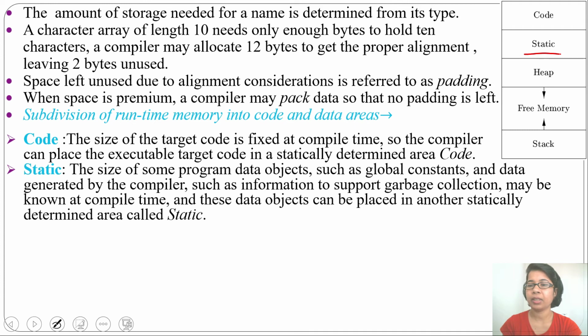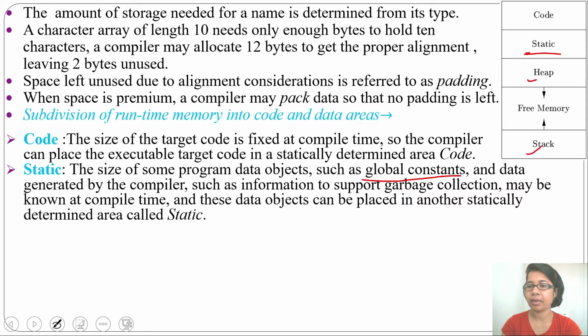It will contain all the static variable information, global constants, and the data that is generated by the compiler, such as information to support garbage collection and any information that is known at compile time that can be stored in static. It can store global constants, it can store static variable information, it can store any information that is known during compile time. Next is heap and stack.